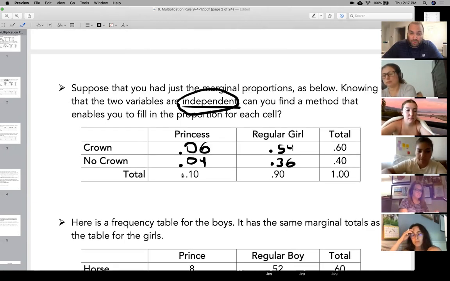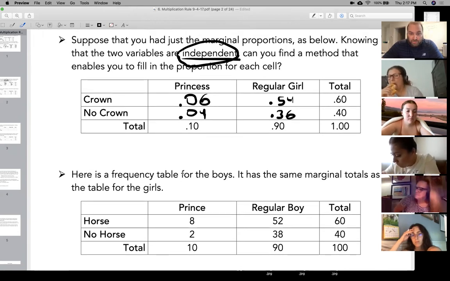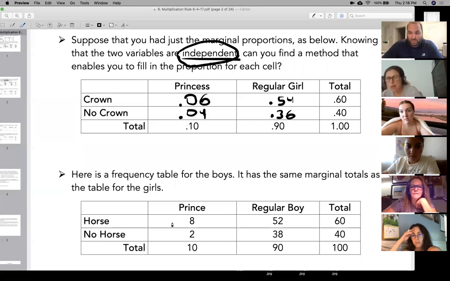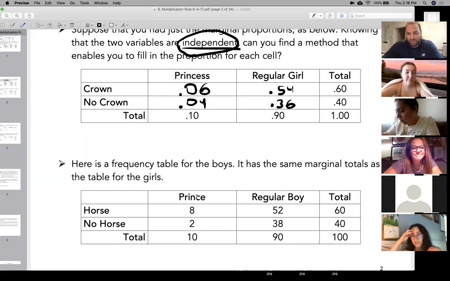Okay, so here's a frequency table for the boys. Now, it's a little different. I think this is a little sexist. The girls get the boys get horses. It's 2020. I know, seriously. That's such an archaic notion. I think it's horrible. But anyways, that's just me.